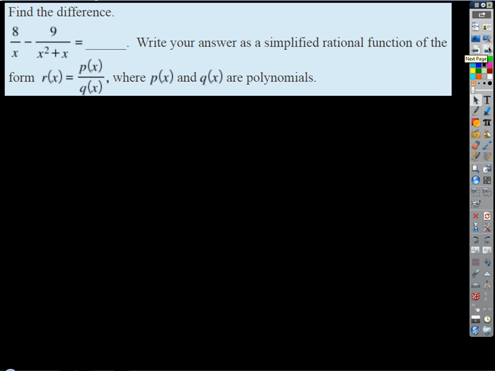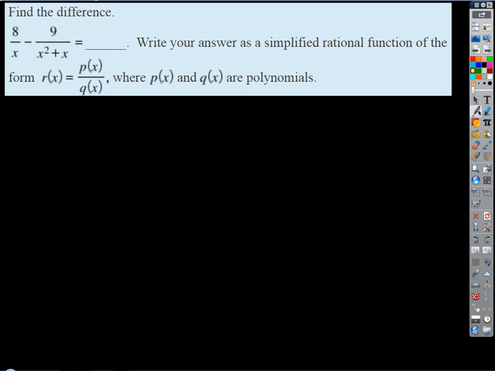Okay, what about this one? These are honestly the hardest questions in Unit 5, wouldn't you agree? This isn't a horribly complicated one, but these are the hardest ones in Unit 5. So what are we going to do here? What's the first thing we have to do? You tell me. Find a common denominator. Okay, we have to find a common denominator first of all.